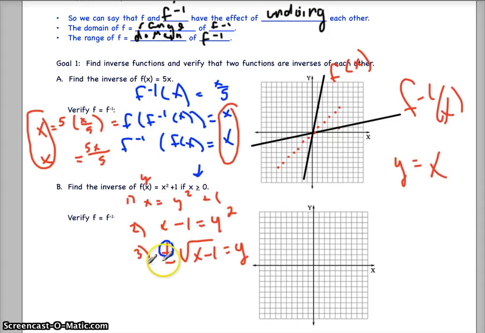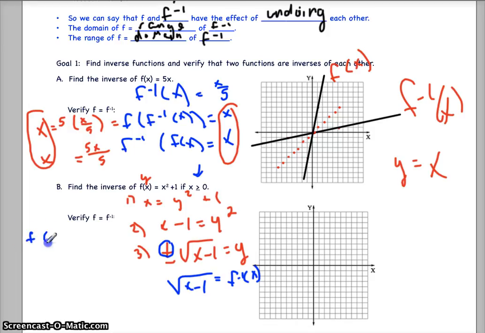Okay, so now that we've found the inverse, we need to show the notation. So f inverse of x is equal to the square root of x minus 1. And there's two ways to verify. Remember, we can verify by plugging into one another, and they should reduce to x, and by graphing. So let's verify by plugging into one another.